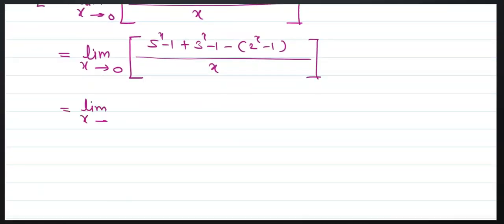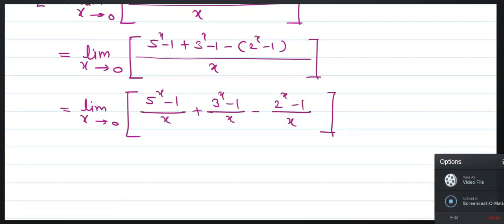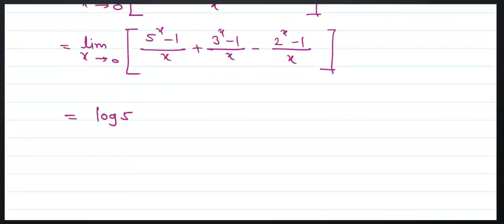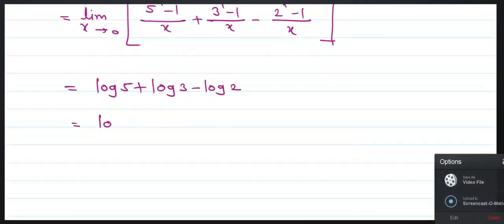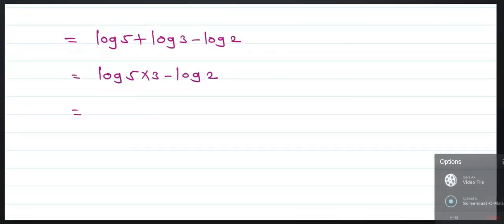Now split this up. Limit x tends to 0, (5^x − 1)/x. See this here. That is log of 5 plus log of 3 minus log of 2. That is the multiplication of these two numbers, 5 into 3, that is 15.